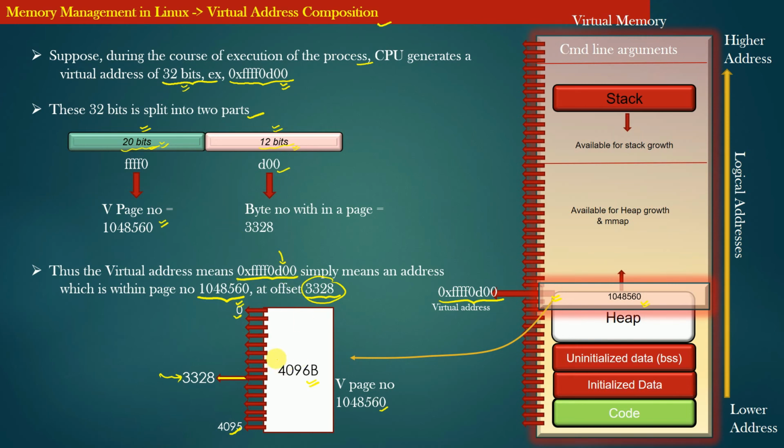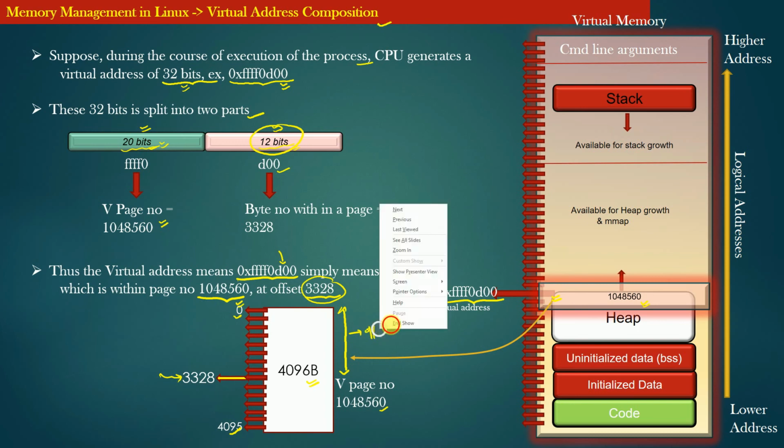So you can see that 12 bits represent an offset within the page. That is, 12 bits help us to identify the exact byte location which the CPU is trying to access within a virtual page. So this distance is the offset.